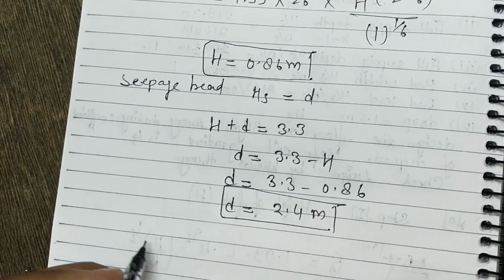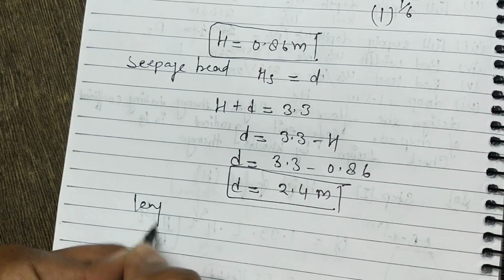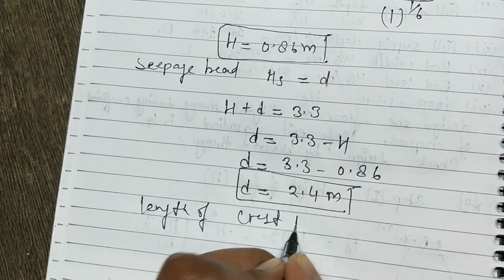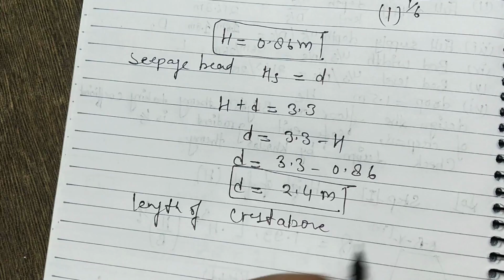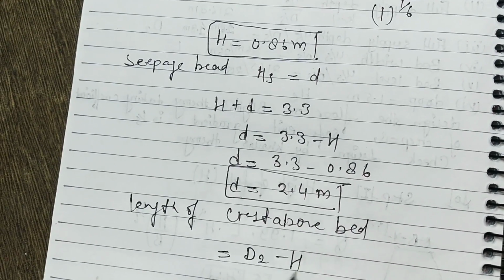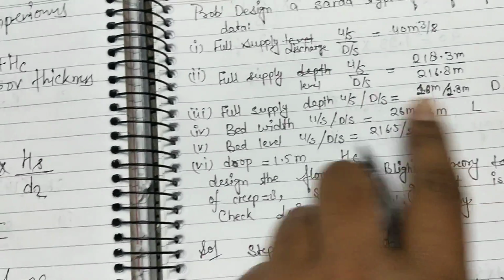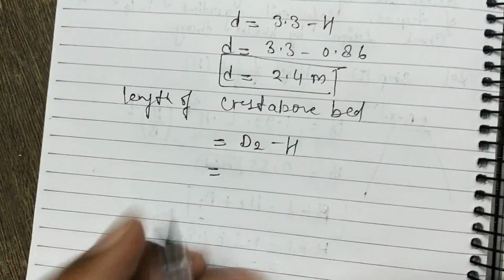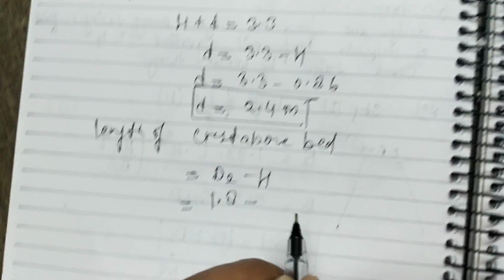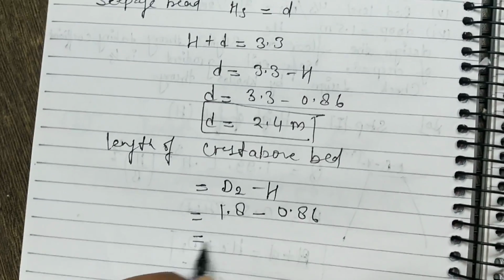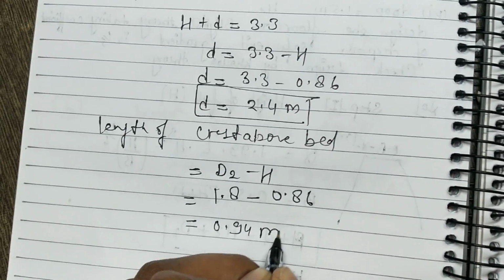Okay, we will also find the length of crest above bed. It will be D2 minus H. What is D2? D2 is full supply depth, which is 1.8. So 1.8 minus H, H we found as 0.86. Now it will be 0.94 meter.